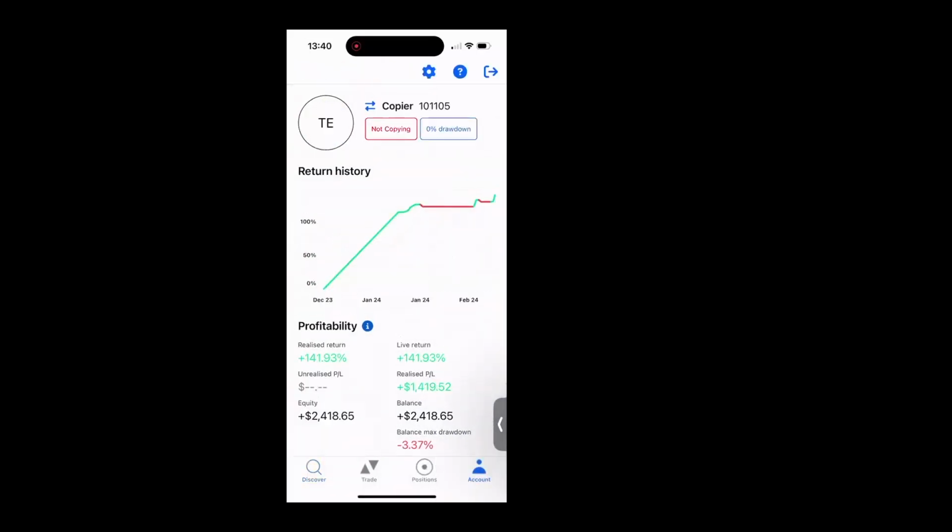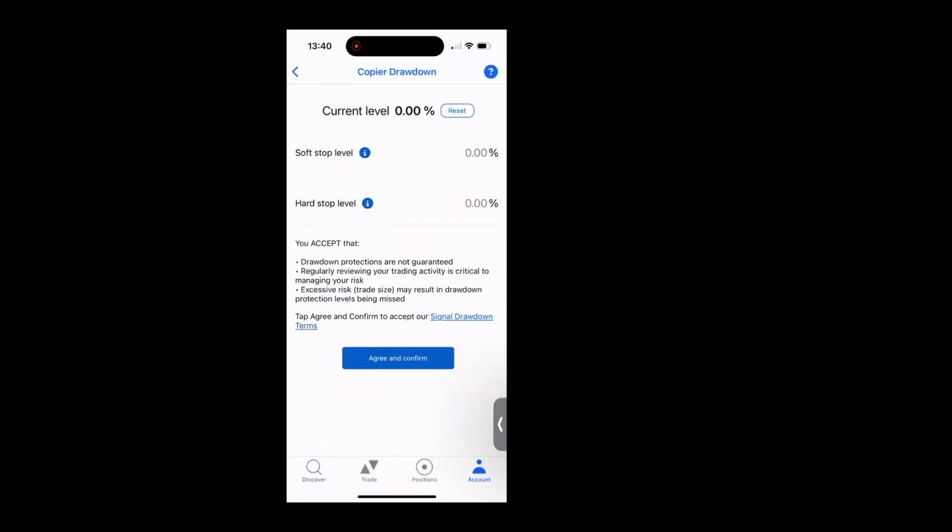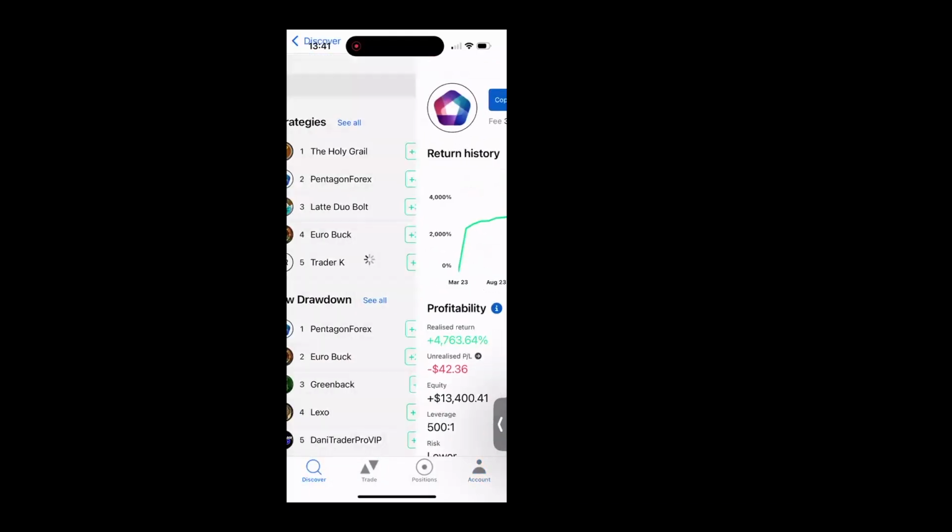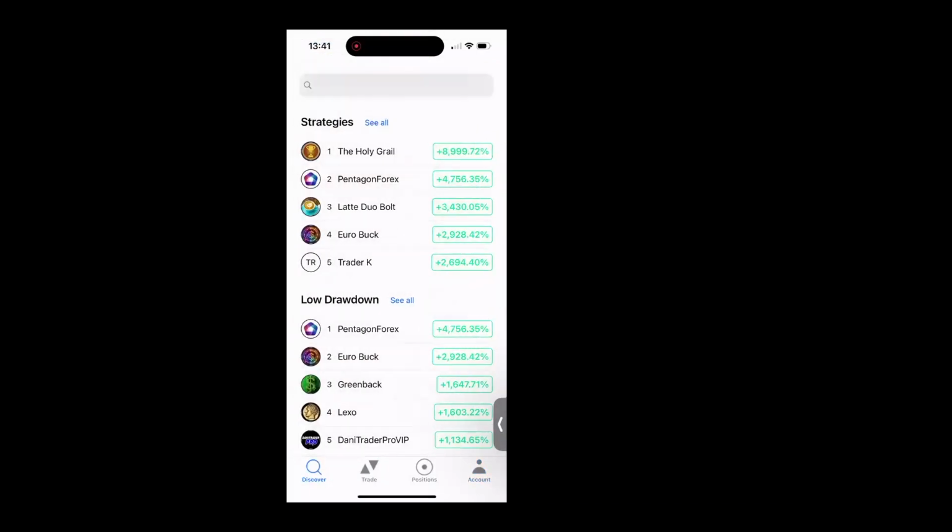Like I said as well, you have these risk management tools here. You can set your soft stop, you can set your hard stop, and so you've got these tools to manage your own risk. But at the end of the day, trading is a risk. It always has its risks, and you should only trade with money that you're willing to lose.